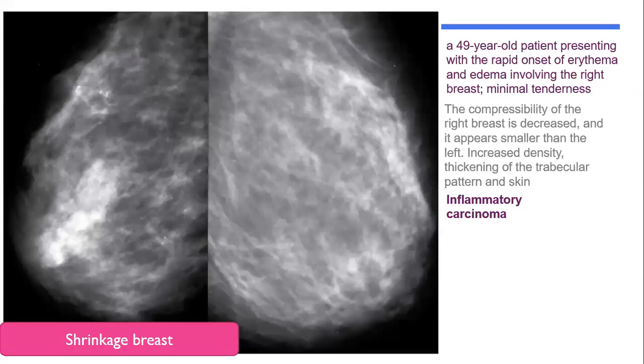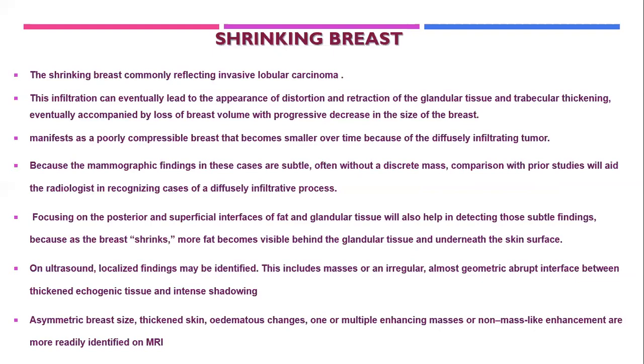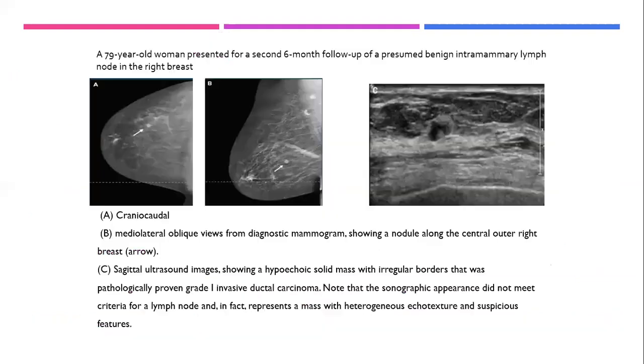Okay, this is another example of a shrunken breast, but in a case of inflammatory carcinoma, also involving the right side. And usually in a shrunken breast, when it is difficult, MRI is helpful. This example is also from the literature, because they suspected this small circumscribed nodule to be an intramammary lymph node.